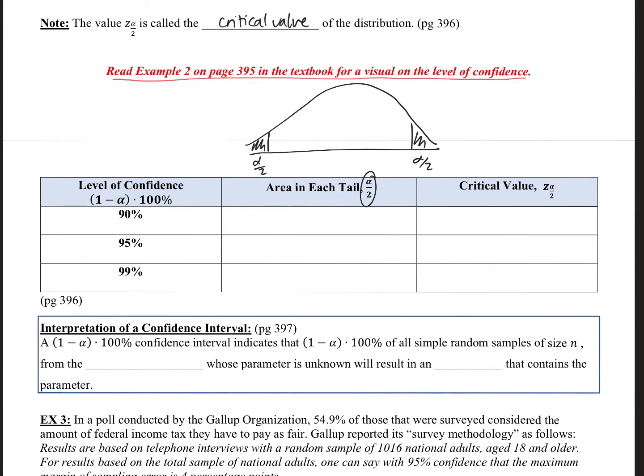Now, if we have a 90% confidence interval, the area in each tail would be 0.05. And the critical value for that, we're just going to give since it is used often, 1.645. Then for 95%, the area would be 0.025, and the critical value is 1.96. Then for a 99% confidence interval, the area in each tail is 0.005, and the critical value is 2.575. So notice, if our value gets a lot closer to 100, the area is basically 0. It won't be equal to 0, but it's getting closer and closer to 0 as our confidence gets bigger.